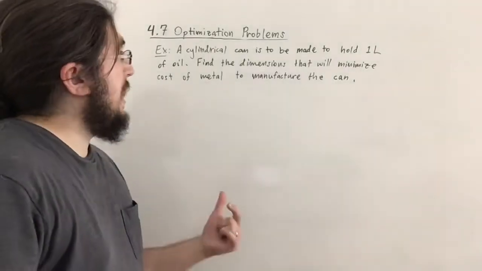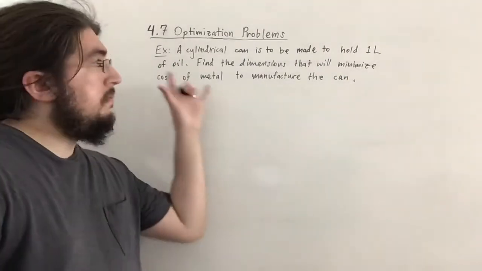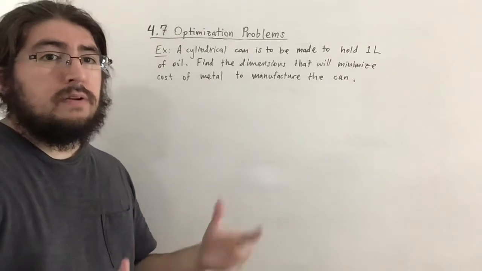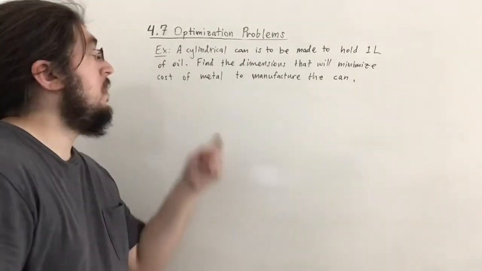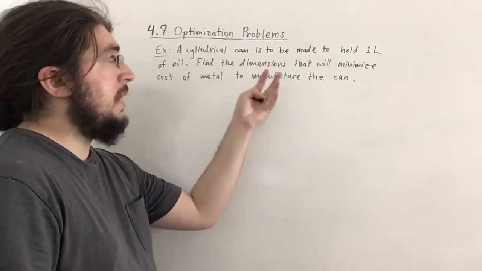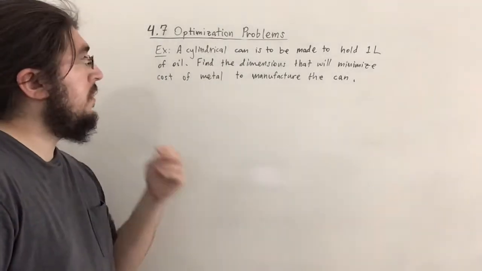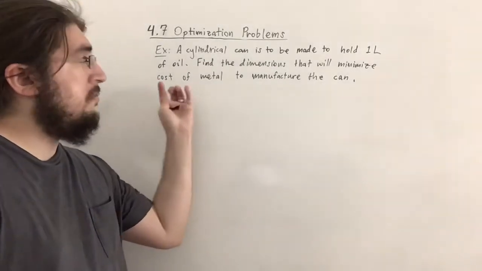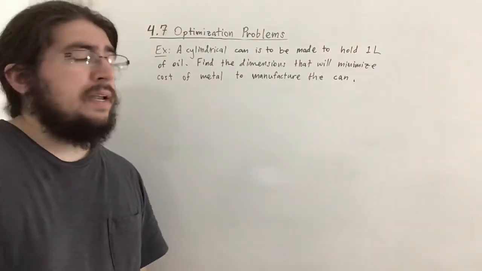All right, so in this example, we're asked to find the dimensions of the can that will minimize cost where the can has a given volume. So here it says a cylindrical can is to be made to hold 1 liter of oil. Find the dimensions of the can that will minimize the cost of metal to manufacture the can.